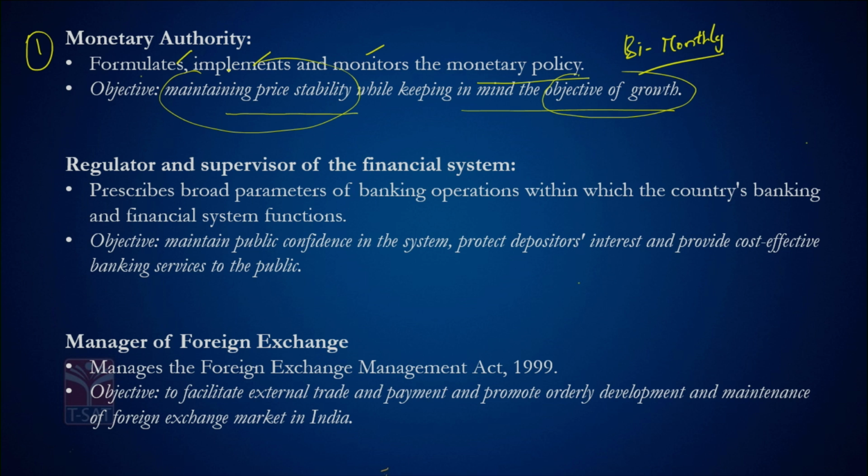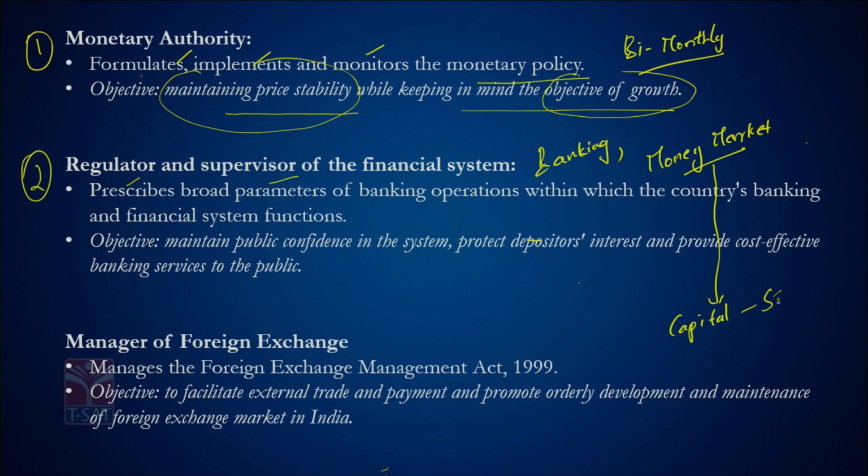The second important function RBI performs is that it regulates and supervises the financial system. Be aware that RBI is the regulator of the banking industry. RBI is also into the business of regulating the money market. I hope you understand the difference between money market and capital market. In India, capital markets are regulated by SEBI, whereas both the banking industry and money markets are regulated by RBI.